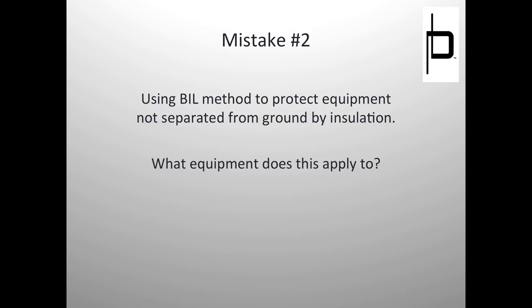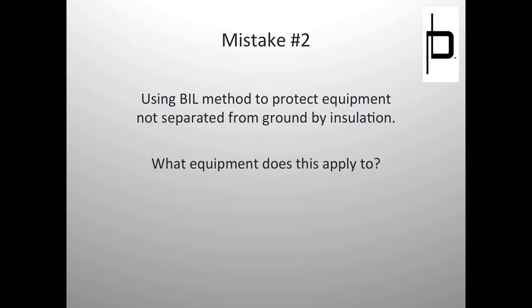The bushings have a BIL. But the tank itself, the oil tank, is grounded. It's not separated from ground with an insulator, so it doesn't have a BIL. What about the control house? What about the breaker tank? There's a lot of equipment in the substation that doesn't have a BIL.